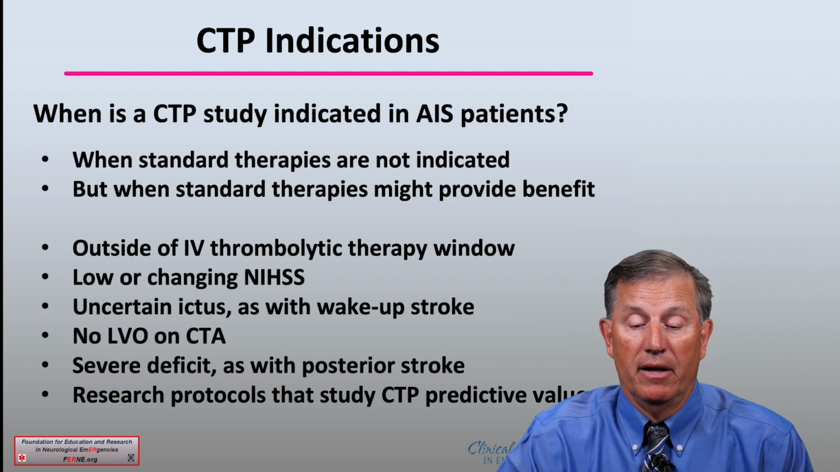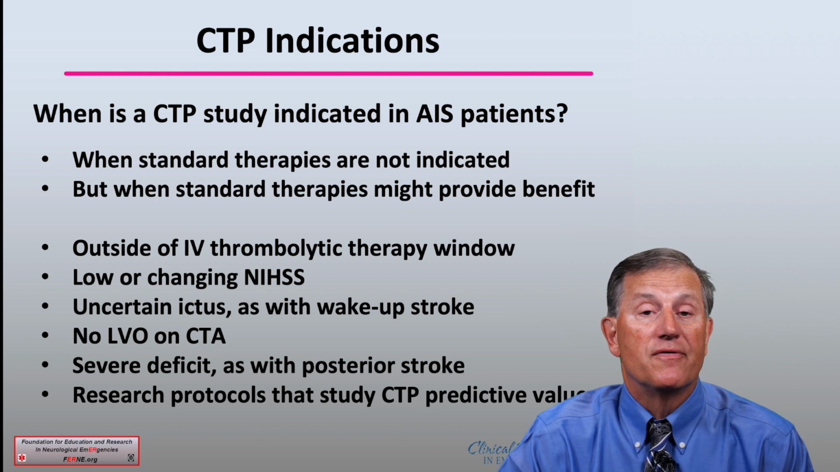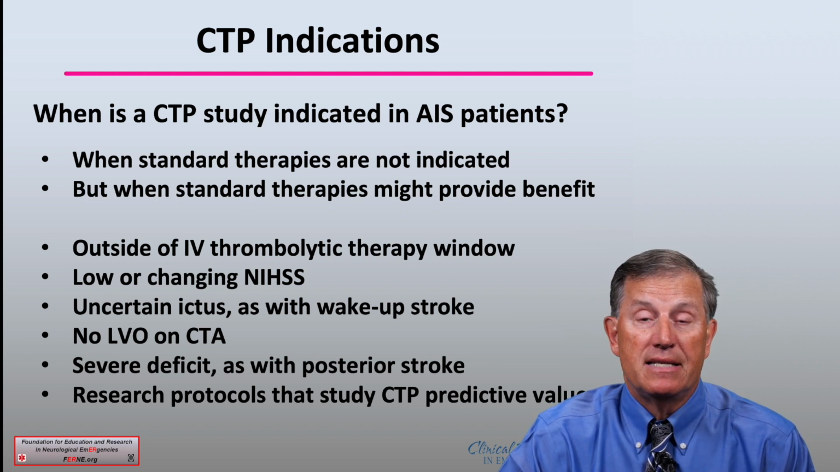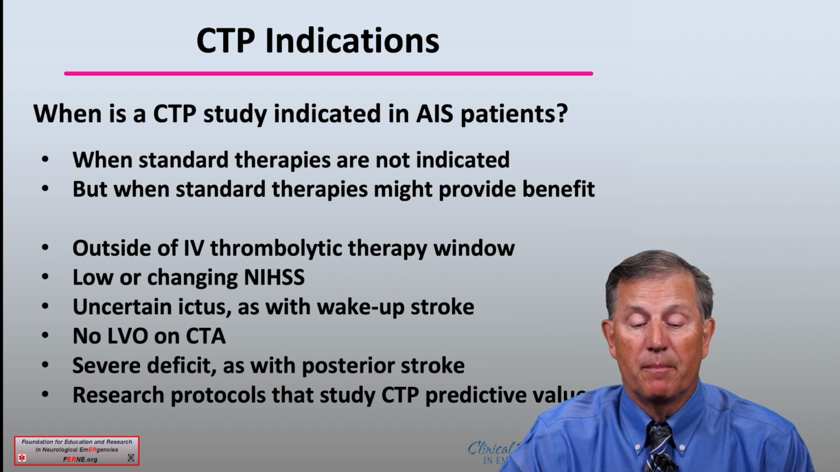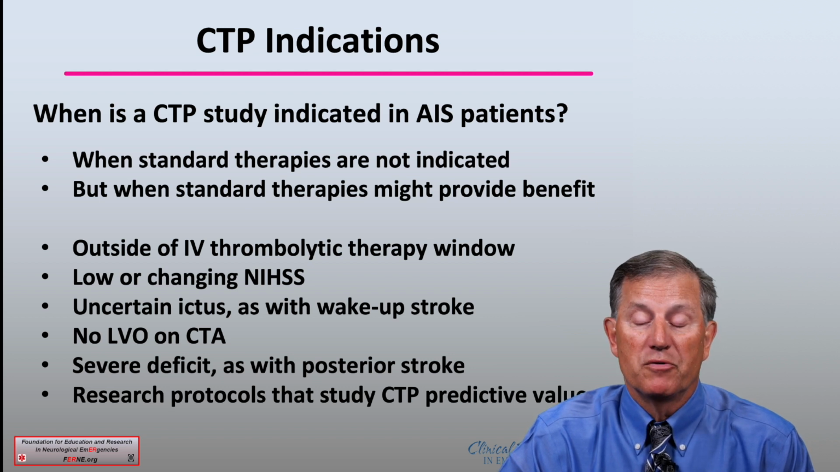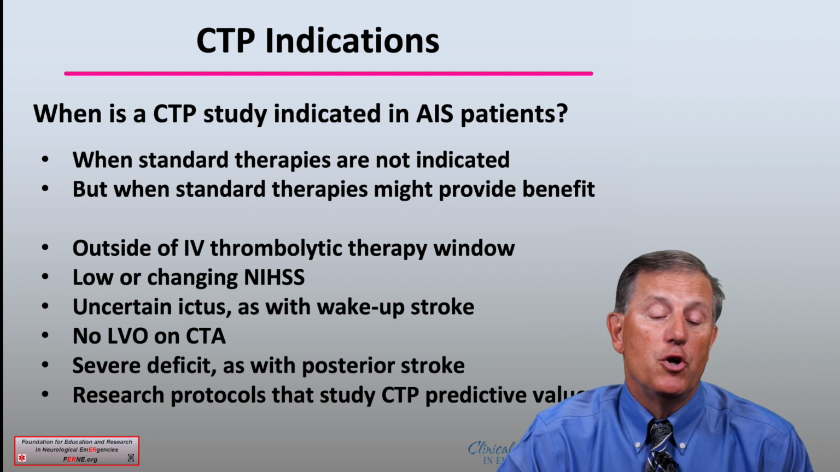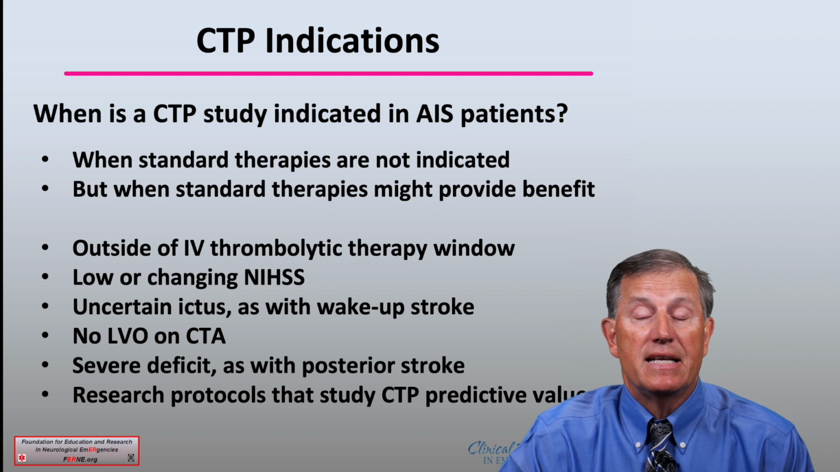Outside of the IV thrombolytic therapy window, a low or changing NIH stroke scale, in other words, a low severity stroke, when there's an uncertain ictus, as with wake-up strokes, when there's no apparent large vessel occlusion on CTA, CTP might be of benefit for demonstrating the presence of a large ischemic penumbra. Or when there's a severe deficit, especially with posterior stroke, and when utilizing research protocols that study the predictive value of CT perfusion.